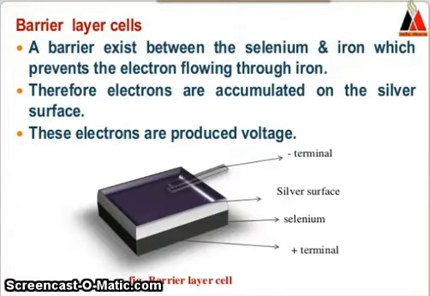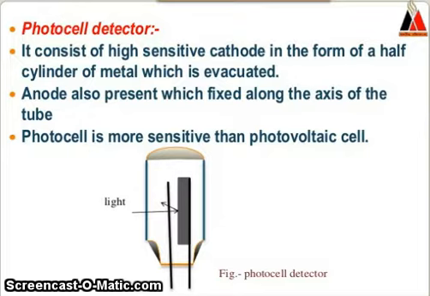Now friends, the barrier layer cell. A barrier exists between the selenium and iron which prevents the electrons from flowing through iron. Therefore, electrons accumulate on the silver surface and these electrons produce voltage. So the photocell detector consists of a highly sensitive cathode in the form of a half cylinder of metal which is evacuated. An anode is also present, fixed along the axis of the tube, and the photocell is more sensitive than the photovoltaic cell.